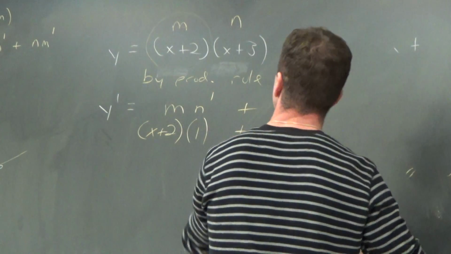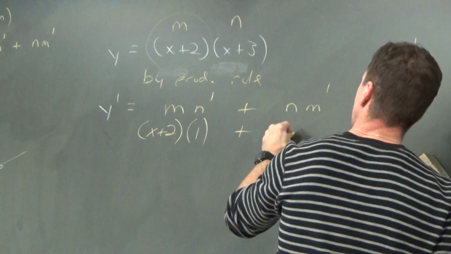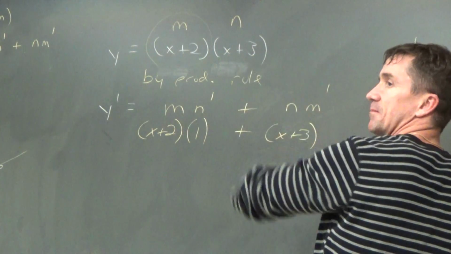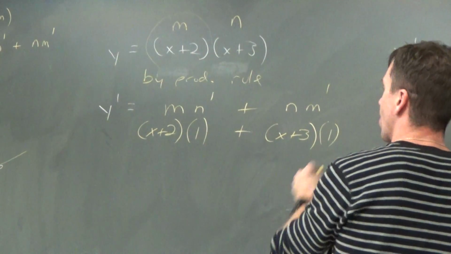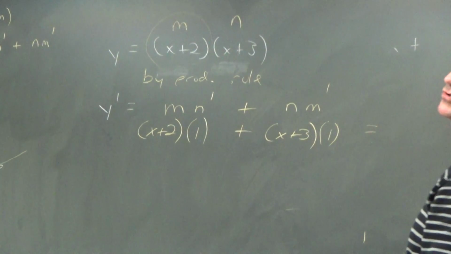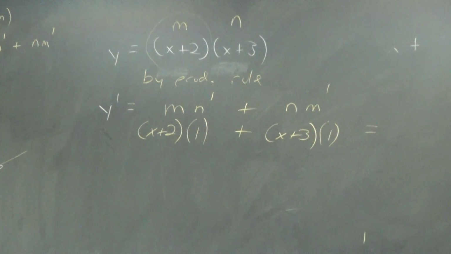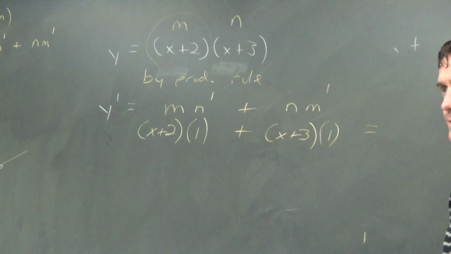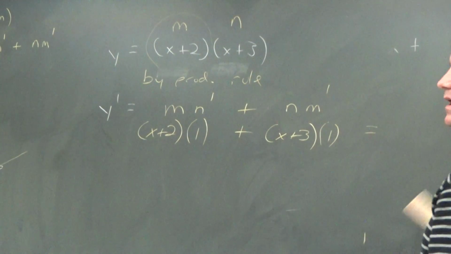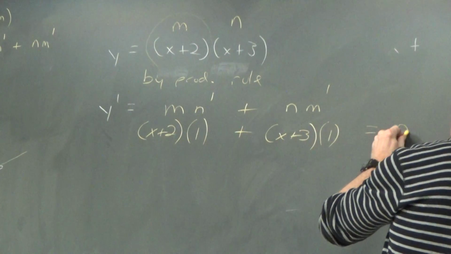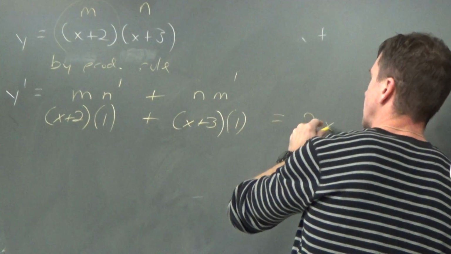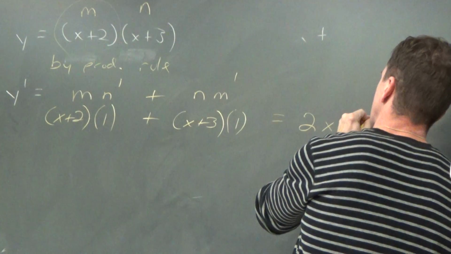Good, now what's n? x plus 3. And what's n prime? 1. Did we get the same answer? Yep. Add like terms, distributive property. To me, this took longer than the other one. So I just want to point out, you don't really see a value to this until you deal with the exponentials like e to the x. Right?